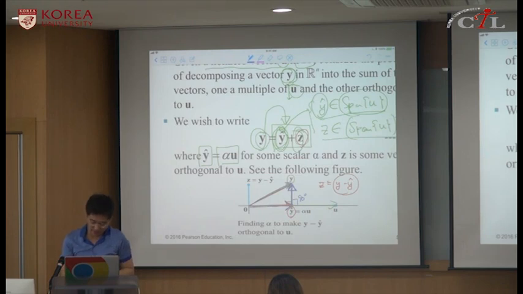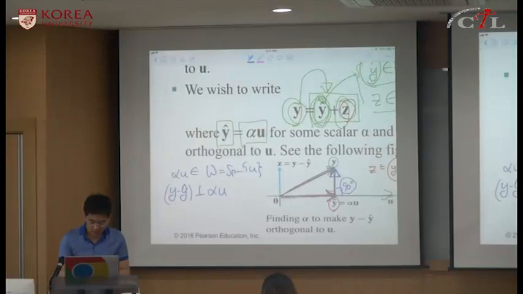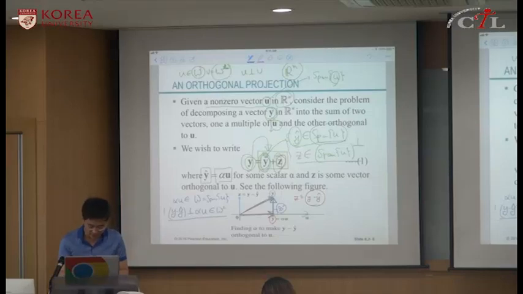So that way, alpha u is in the subspace W, which is spanned by u, and then y minus y hat is perpendicular, because we have a 90 degree here, that is perpendicular to alpha u. So that way it is belonging to W perpendicular. Okay, so in this case we can represent this condition as follows.